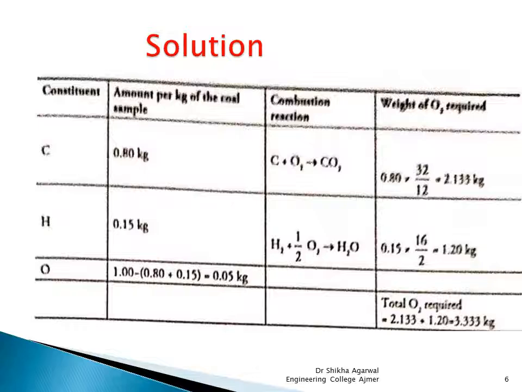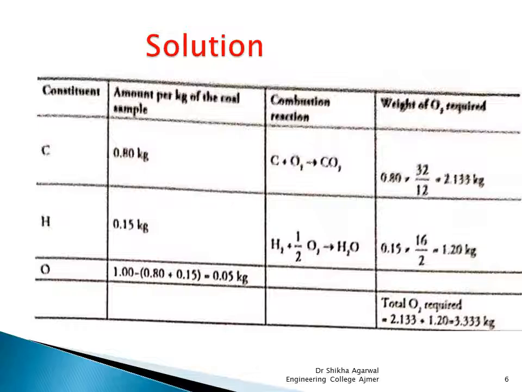Now then the combustion equation is written. You know how to write the combustion equation. For carbon it is C plus O2 gives you CO2. For hydrogen it is H2 plus half O2 gives you H2O. Oxygen does not burn, but it helps in burning.